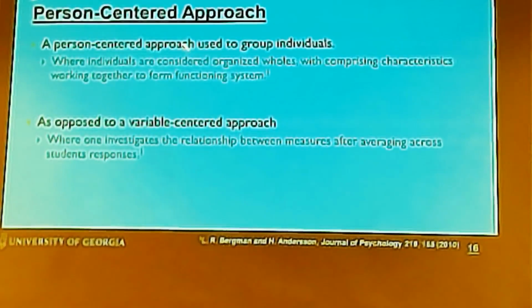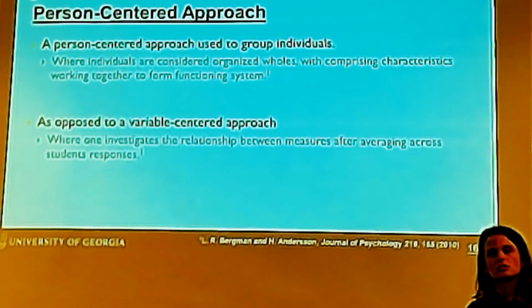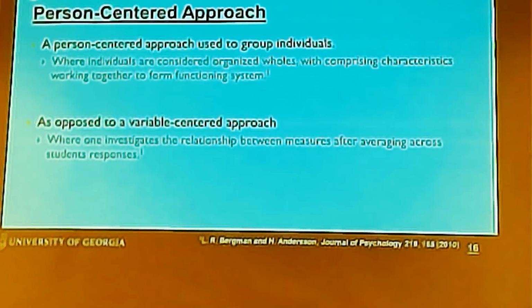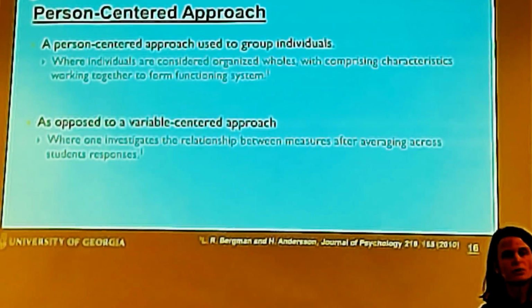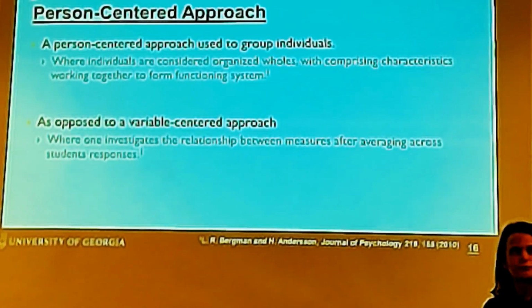So a person-centered approach is used to find groups of individuals, but we use that by collecting information on individuals, looking at correlations across individuals. So in this, we have a main assumption here where individuals are considered organized wholes that are comprised of a lot of different characteristics working together to form a functioning system.